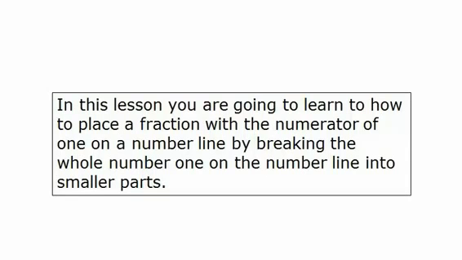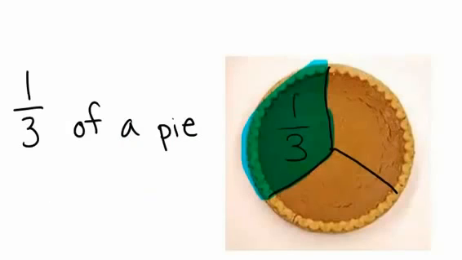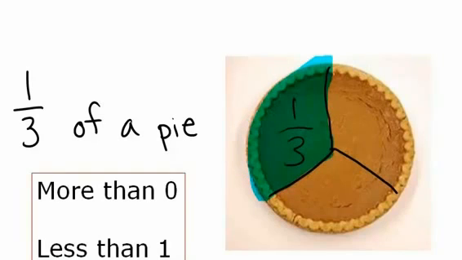For example, if I get 1/3 of a pie, I am getting one piece out of a total of 3 equal pieces. That means that I am getting a piece that is bigger than 0 or bigger than none of the pie, but my piece is less than 1 or less than the whole pie. Fractions are parts of a number that are greater than 0 but less than 1.